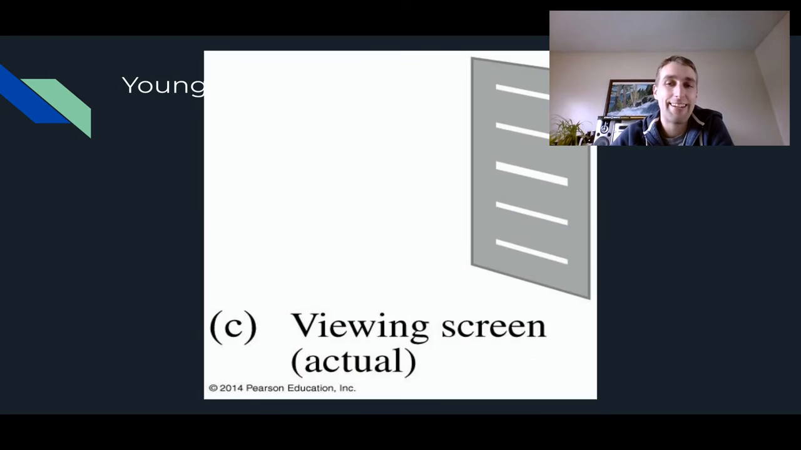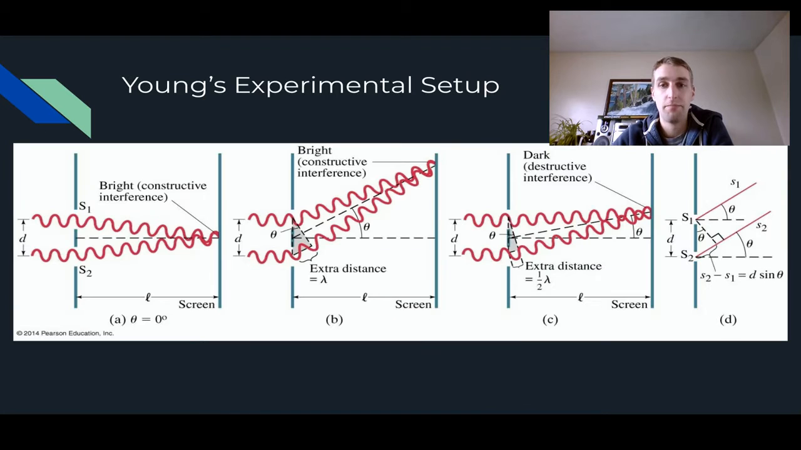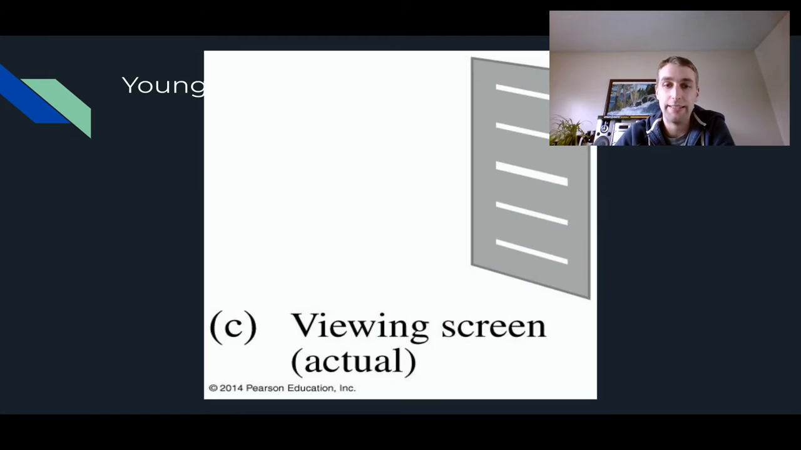But instead, he saw this. Lots of lines, more than just two. The one in the center, sort of between the slits, was brighter and a little bit wider. And then there were a bunch of other lines off to the side. So that's what we're going to try to explain today.